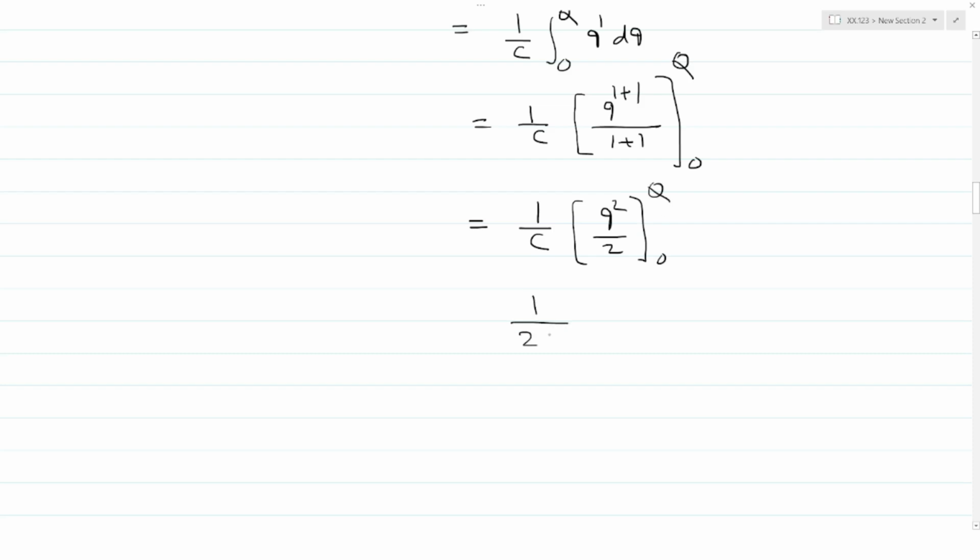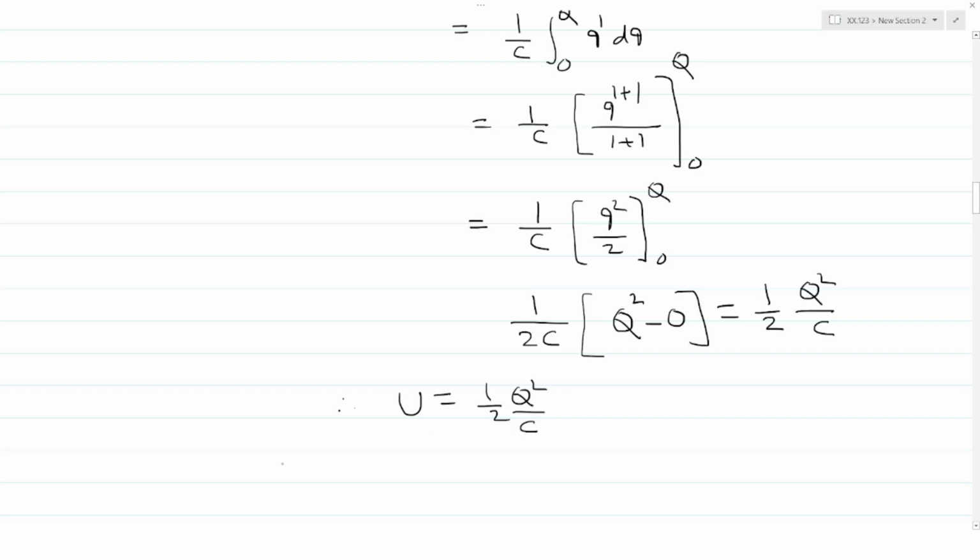Now 2 is taken outside, so 1 upon 2C. Now applying the limits, Q square minus 0. So that equals half Q square upon C. Therefore, U equals half Q square upon C. U is nothing but the total energy stored in charging the capacitor.